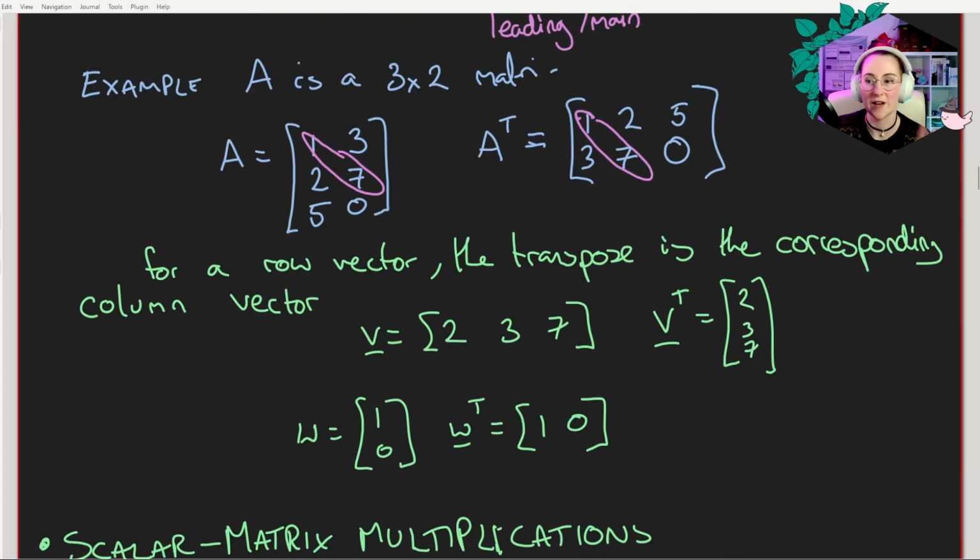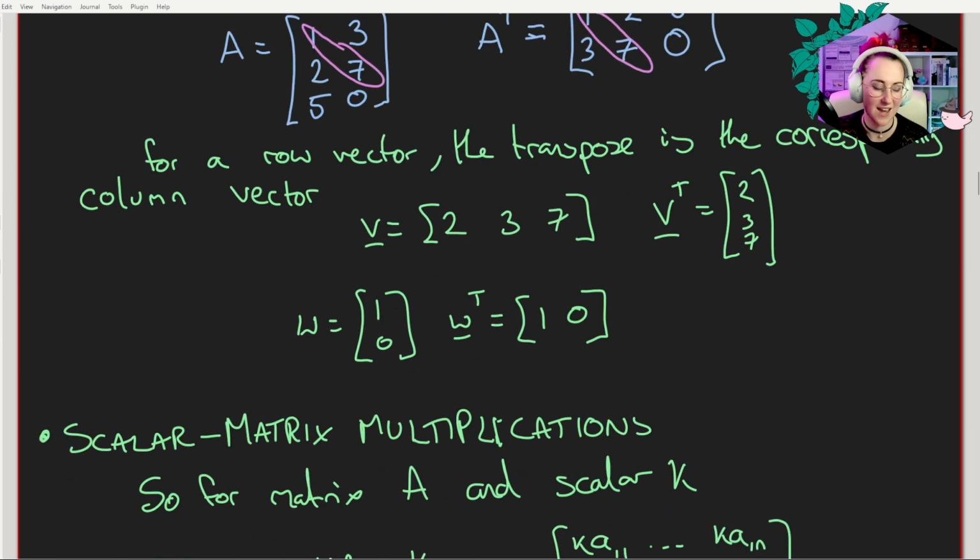And this is where row vectors become column vectors if we were to flip along that diagonal, which in a vector is just its first entry. Don't know why I said it as entry. Sorry, just brain pause about why it's called entry.